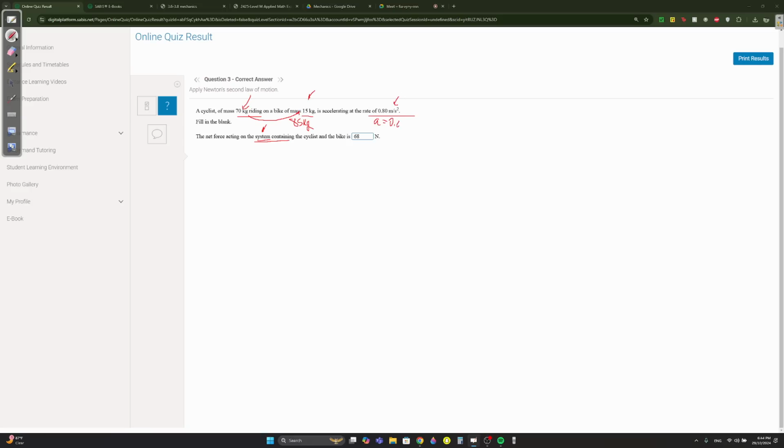Acceleration 0.8. F is equal to ma. So 85 times 0.8. So 68 newtons.